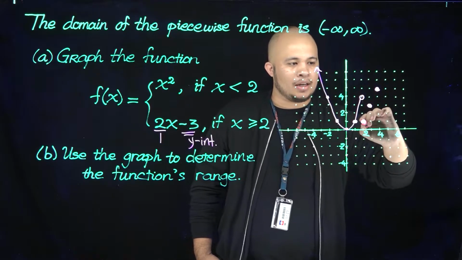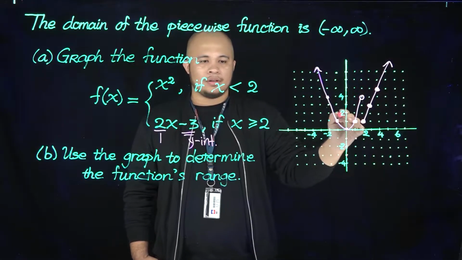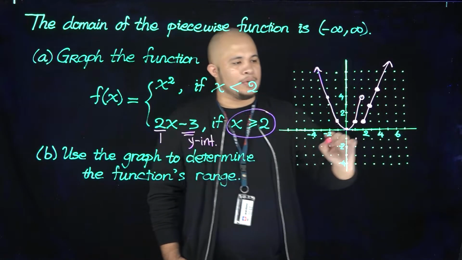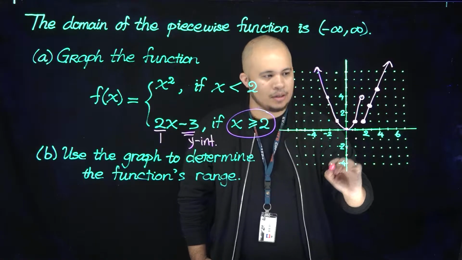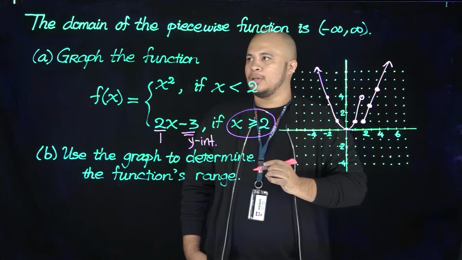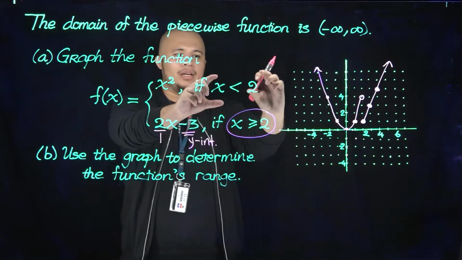And notice how I connect this line. This line applies only when x is greater than or equal to 2. So we didn't continue all the way down here because the linear function did not apply, only when we were greater than or equal to 2. So this is how we graph the piecewise function. We graph it in two pieces depending on the restriction.